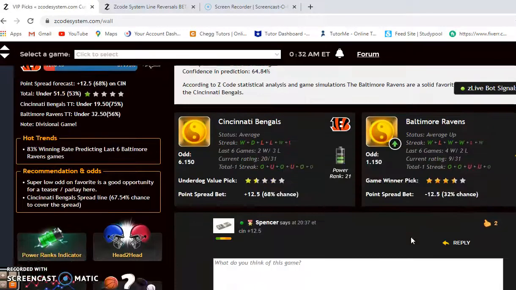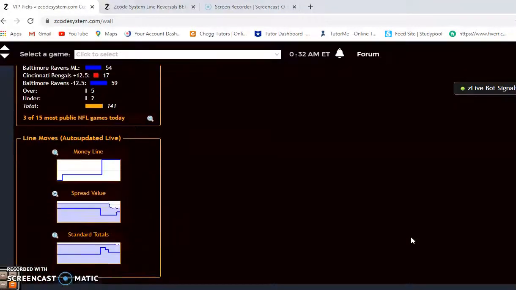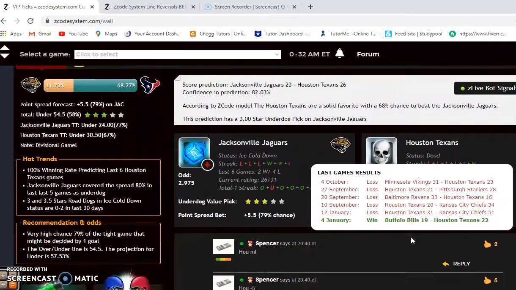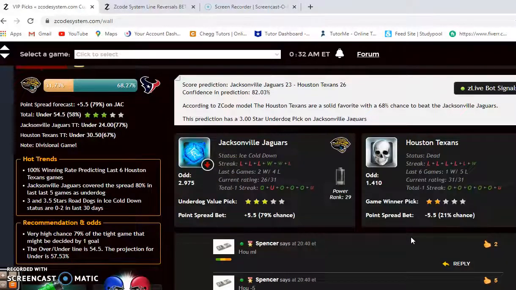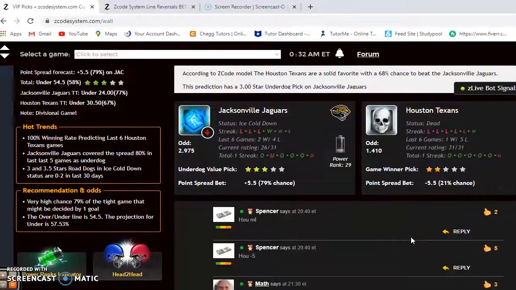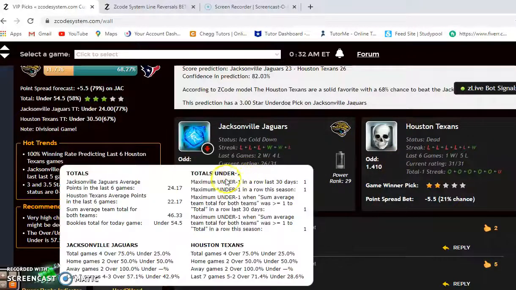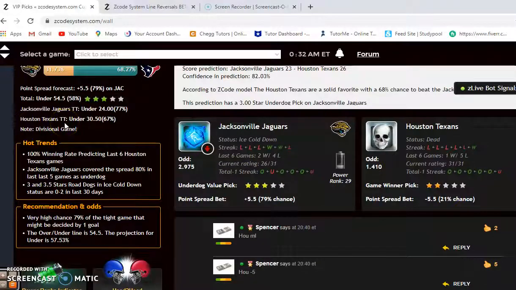And we go down through here to another good matchup. We're going to skip over the Bengals and the Ravens. Jacksonville and Houston. So something has to give in this one. Neither team is playing well. Jacksonville is off to a 1-3 start. Houston is 0-4. You can see the status is dead for Houston, ice cold for Jacksonville. But look at the odds here. Houston is a huge favorite at 1.41 to 2.975 with an over-under of 54.5.